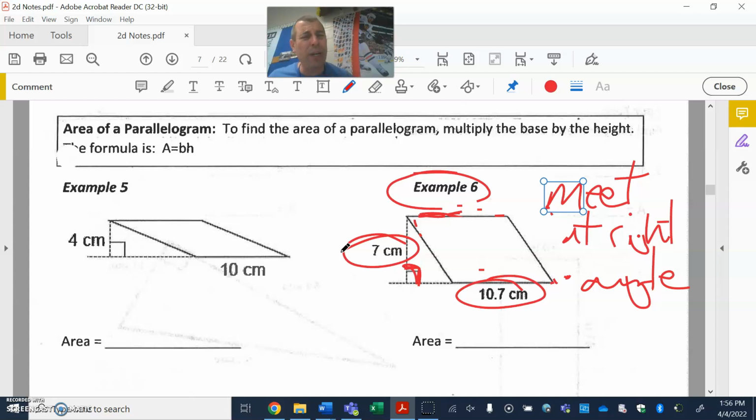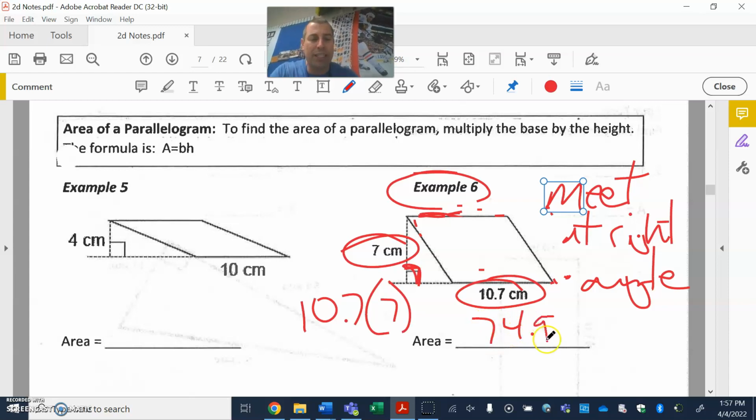So it's kind of weird, like why don't we call it length and width? Length and width are only saved for shapes that come with the right angle. This is a parallelogram. Parallelograms don't have right angles. Rectangles do, that's why we use length times width. It's very similar though. We're going to do that 10.7 and multiply it by that 7. So we'll reach for that calculator. 10.7 times 7. Whee! 74.9 centimeters squared. Again, centimeters here, squared.